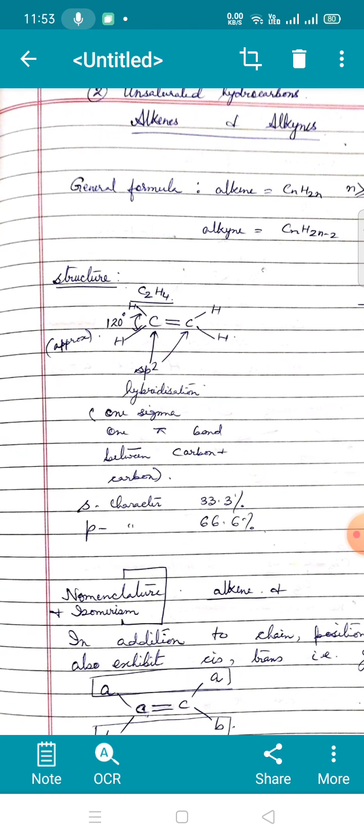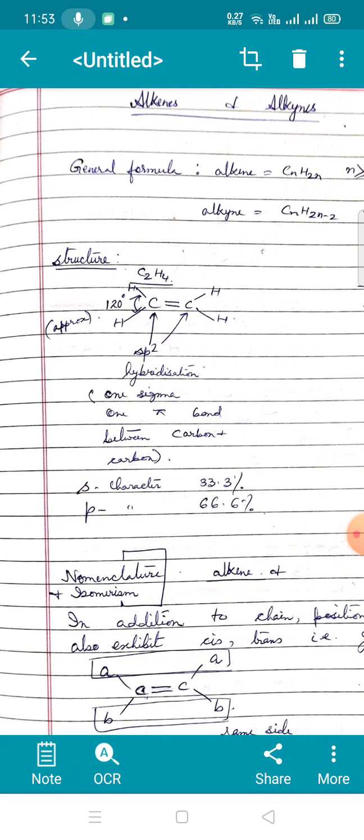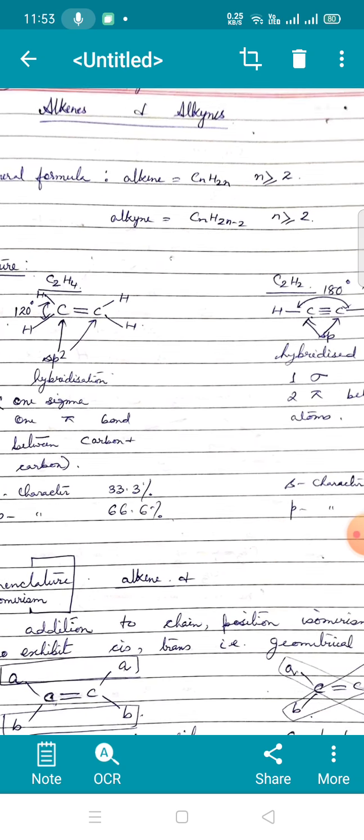Structure, let us discuss for both. As you know, the carbons in alkenes are sp2 hybridized, so they have a trigonal planar geometry. There is one sigma and one pi bond between the carbon atoms, and the bond angle is approximately 120 degrees. Carbon is having s character 33.3% and p character 66.6%.